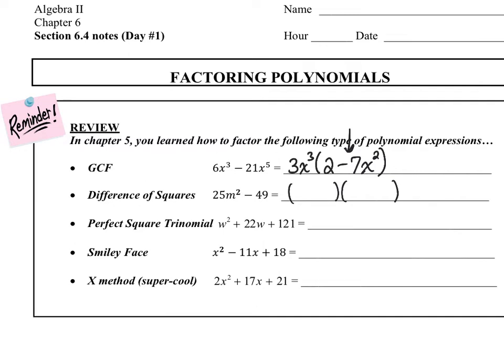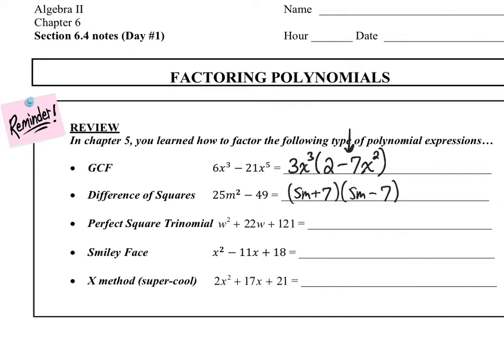So what's the square root of 25m squared? That is 5m, so we're going to put 5m here and here. And what's the square root of 49? Well, that's going to be 7, so we're going to put 7 here and here. And then all we have to do at the end is put plus and minus between them. And that's how you do difference of squares. It's easy as that. Okay? If you were to FOIL this, if you were to do 5m times 5m and then multiply everything by everything, you would get back to 25m squared minus 49, okay?